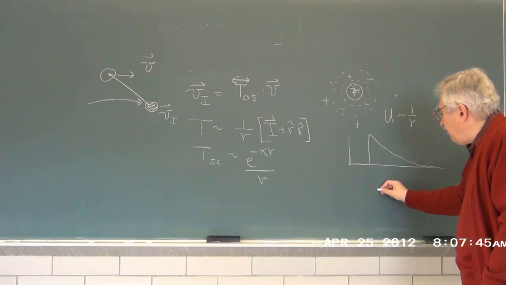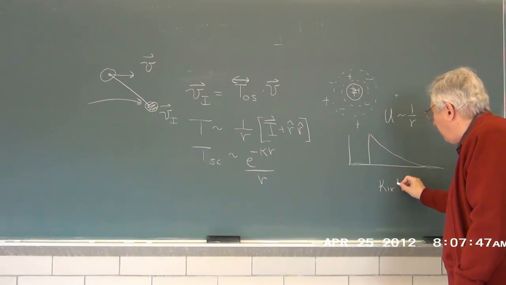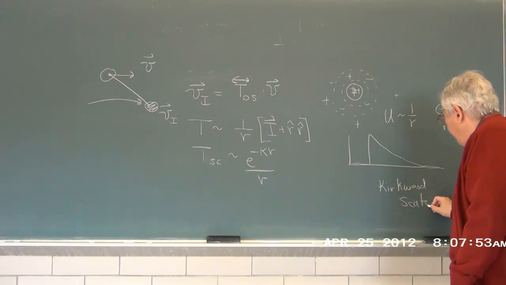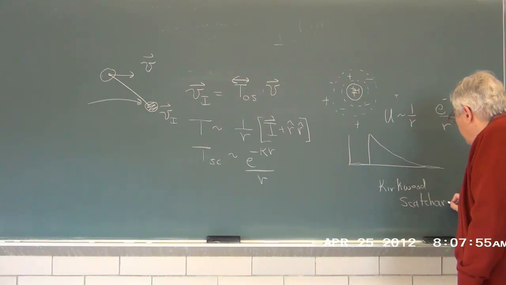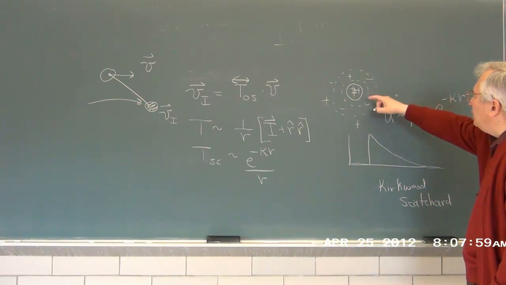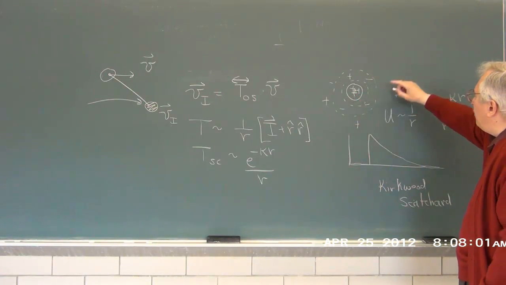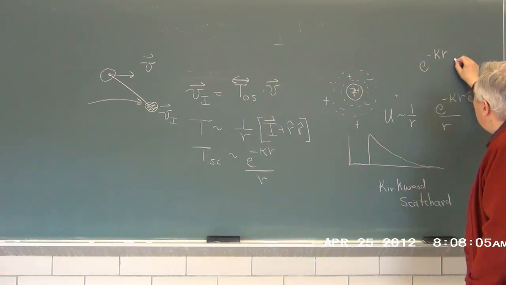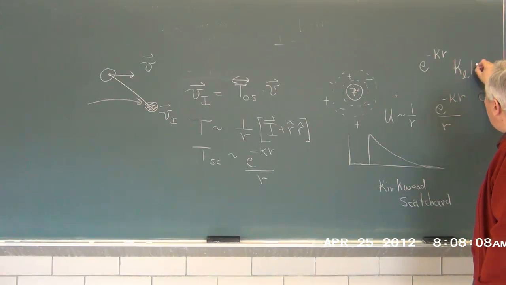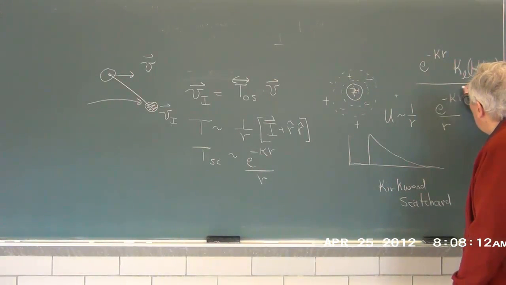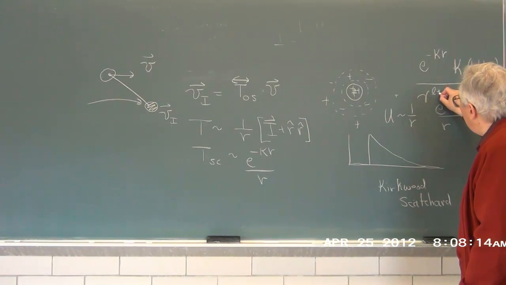If you look up the paper by Kirkwood and Scatchard, which is about three quarters of a century old at this point, you discover that in general the Lth moment goes as e to the minus kappa r times a polynomial in kappa r, over r to the L plus 1.